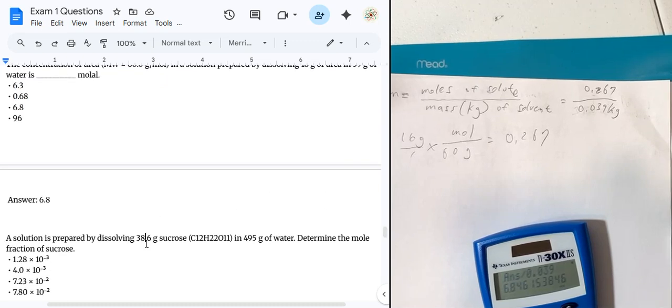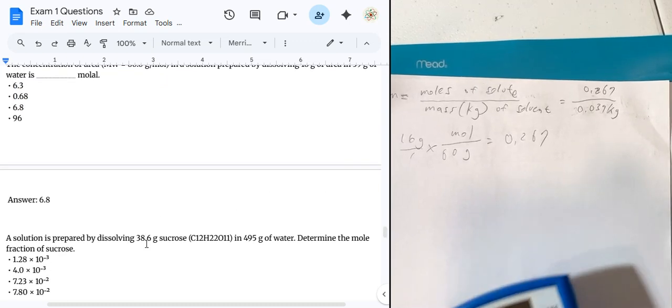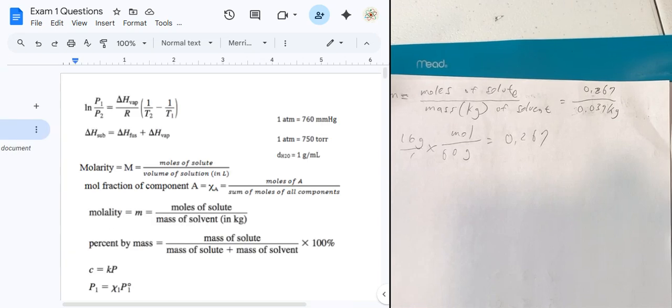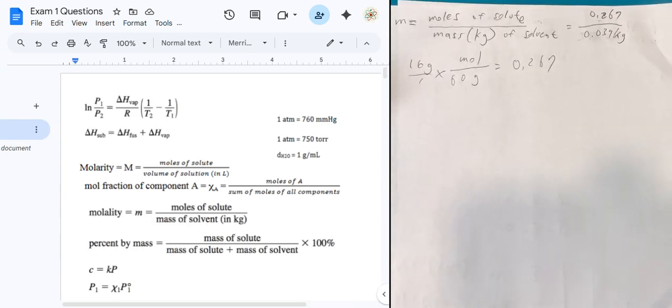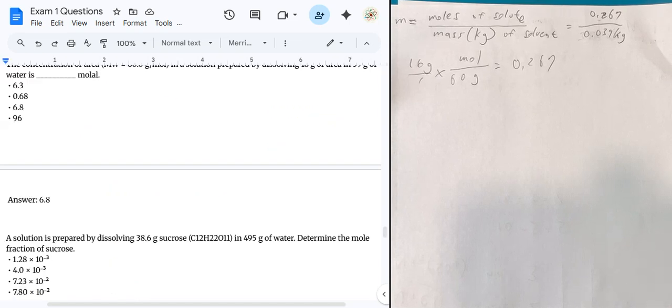Last question. Same thing where we just use one of the equations from the equation sheet. Mole fraction is the moles of A divided by the sum of moles. So the moles of A, well, we're trying to find the mole fraction of sucrose.